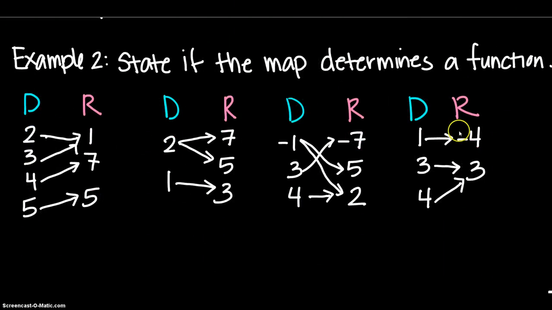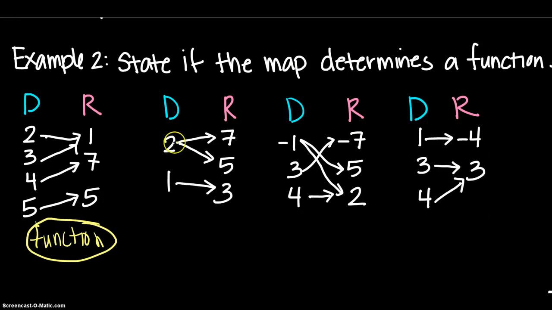Example 2. State if the map determines a function. So we're stating if it does in fact determine a function. Let me get a color here, yellow. Let's look at the first one. Each value of D has one value of R. So 2 goes with 1, 3 goes with 1, 4 goes with 7, 5 goes with 5. So this one is a function.